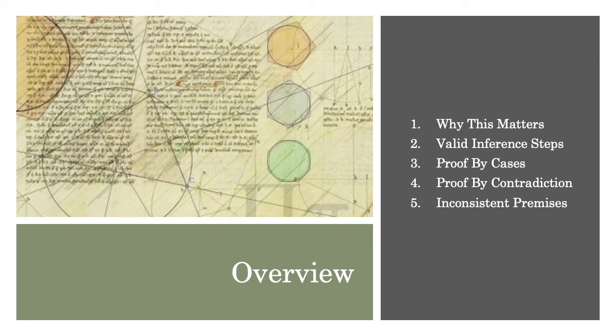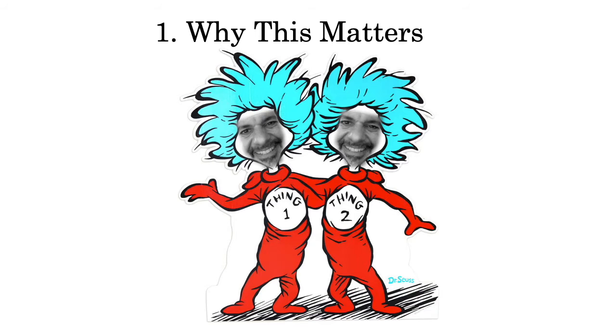Here's the plan of attack. First, I'll explain why this matters. Then we'll talk about the basics of proofs, basically that they involve a series of valid inference steps. Then we'll look at a few special methods of proof by cases and proof by contradiction. And finally, we'll look at what happens when you have an argument with inconsistent premises. Let's begin by discussing why this matters.